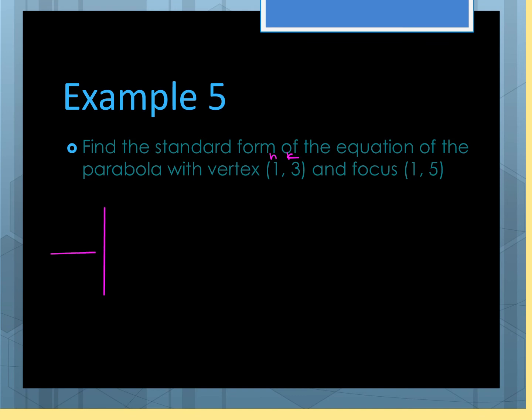So then I plot that information. 1, 3 is my vertex. 1, 5 is my focus. Which direction is this going? Up. Which means it's an x squared and a positive 4p. So I know it's x minus h squared equals 4p times y minus k.